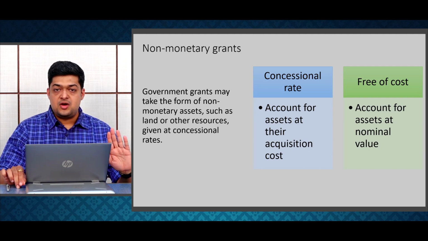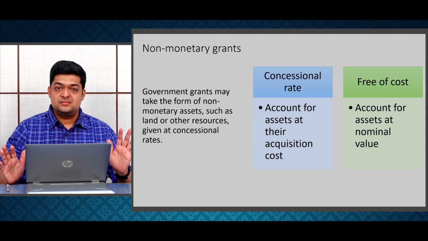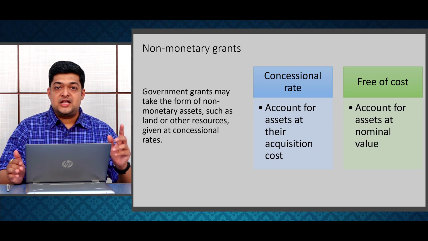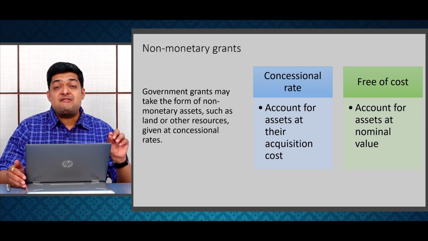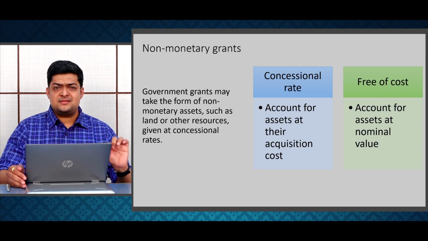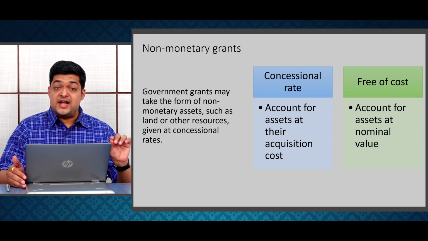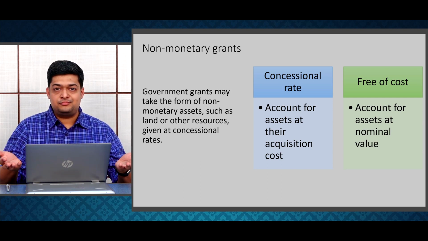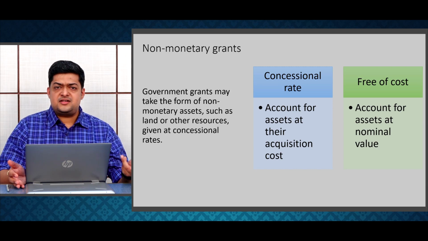This is a straightforward treatment. I hope you understood. And case 2 is very easy. If it is given free of cost, then what we do is we account for the asset at nominal value. The purpose is to signify or to indicate the existence of the land. If you do not recognize it because it was received free, you have not paid anything for that, there is no cash outflow, so you can say that just let's not recognize it.